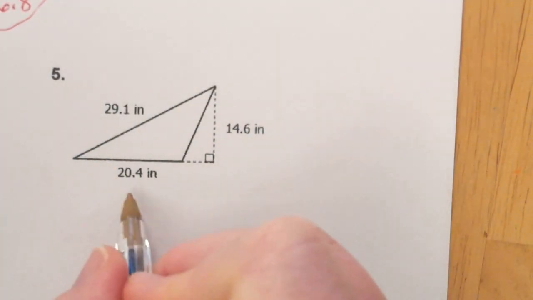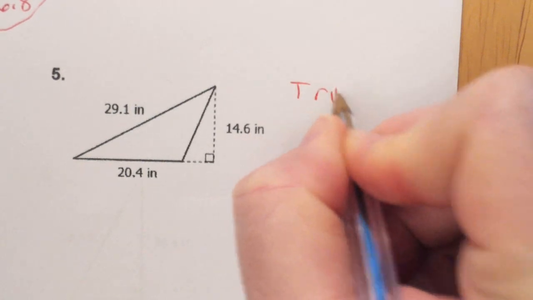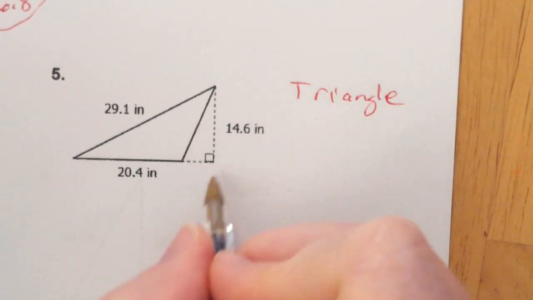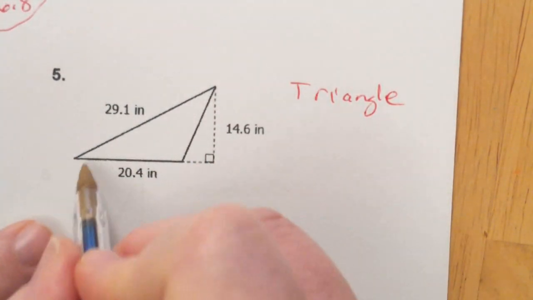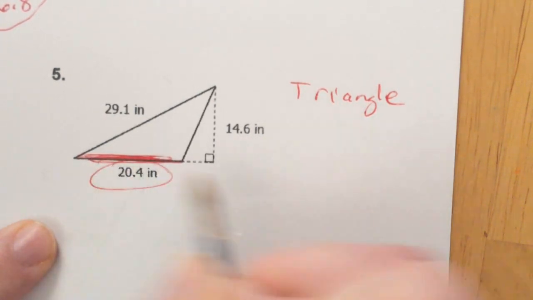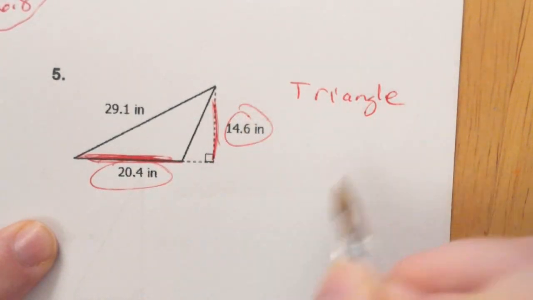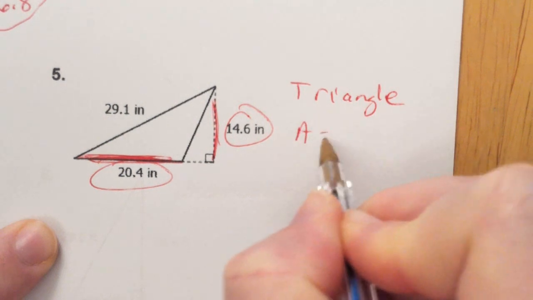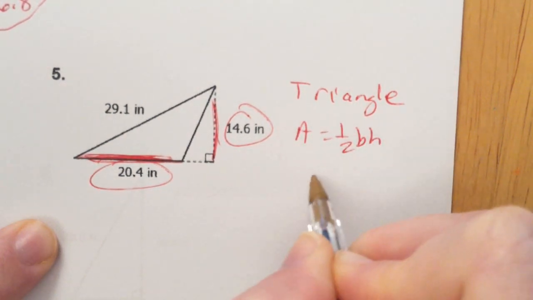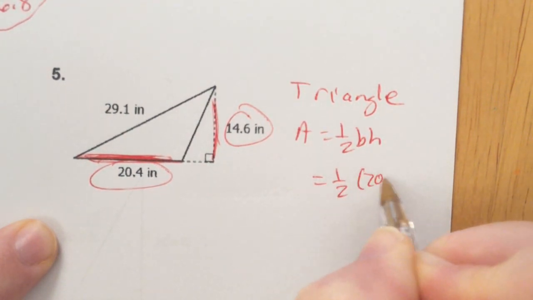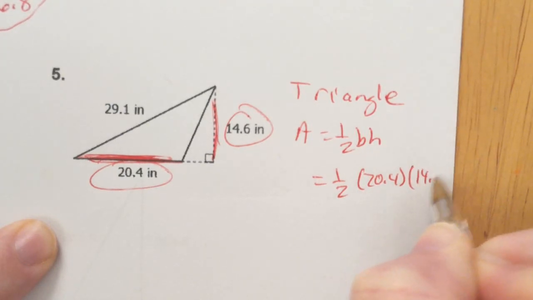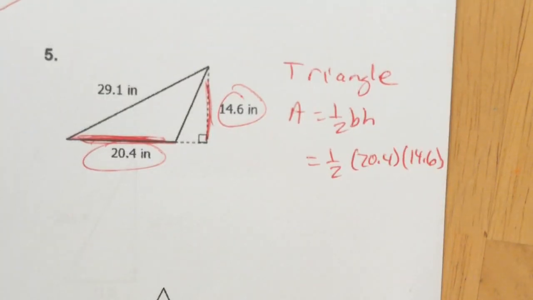Awesome, 2 more problems. Okay, so number 5, we have a triangle. All right, so here's the right angle. So this would be your base, just this part, and this would be your height. So area equals 1/2 base times height. That is 1/2 times 20.4 times 14.6. Put that in your calculator.